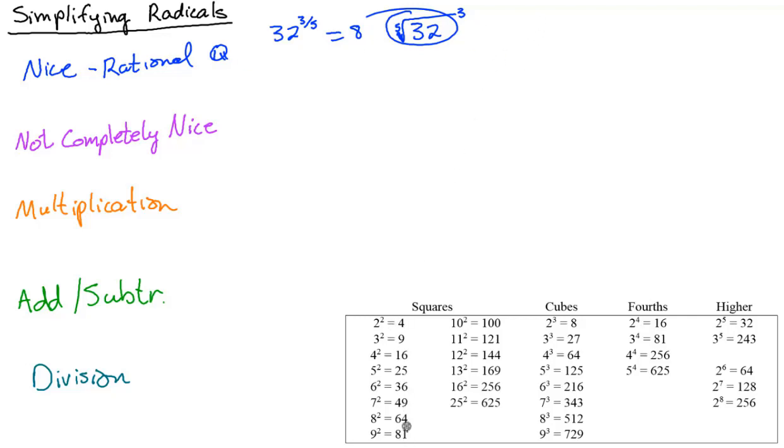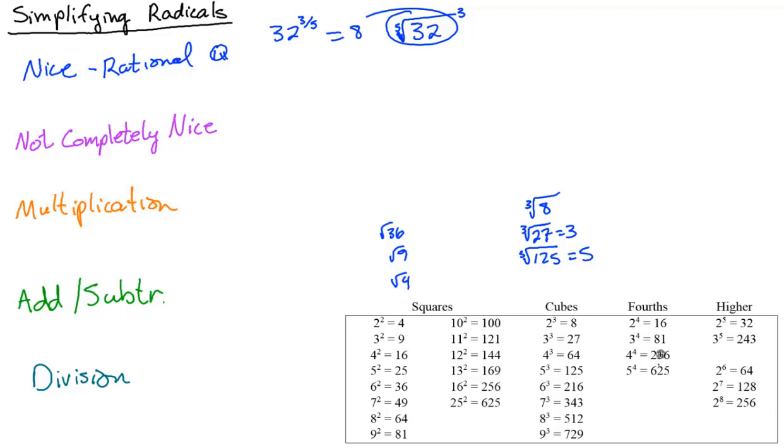So any of these guys will come out nice. If we have the square root of 4, it's going to come out nice. The square root of 9 is going to come out nice as 3. Square root of 36, etc., all the way up to square root of 256. They all come out nice. Cubes: if you ever see the cube root of 8, it comes out nice. The cube root of 27 comes out to be a 3. The cube root of 125 comes out to be 5. So any of these guys come out perfectly in the cube root world.